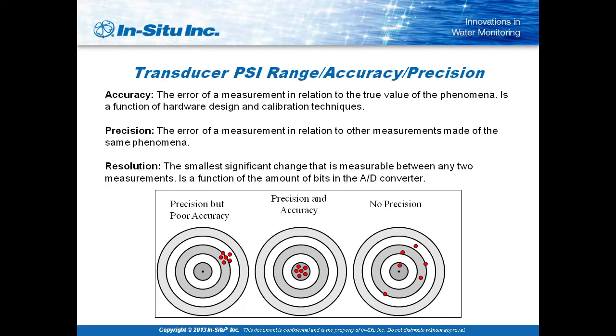Some of the things that are necessary to understand really are terminology, because some of these things get thrown around a little bit, and they're not interchangeable. The three that I'd like to discuss here briefly are accuracy, precision, and resolution. Accuracy is how close my measurement is to the true phenomenon. And it's really a function of hardware design and calibration techniques. Every manufacturer does not do things the same way.